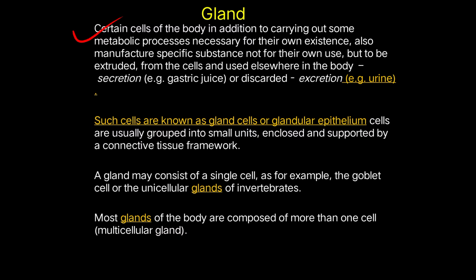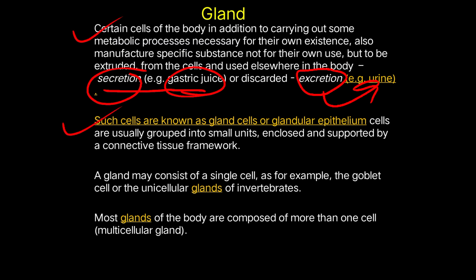And we have to discuss two terms here now: secretion, like gastric juice, and excretion, like urine. The thing which is excreted out of the body, we use the term excretion for that, and the term secretion we use for the product which is used inside the body, like gastric juice. And such cells are known as gland cells or glandular epithelium.